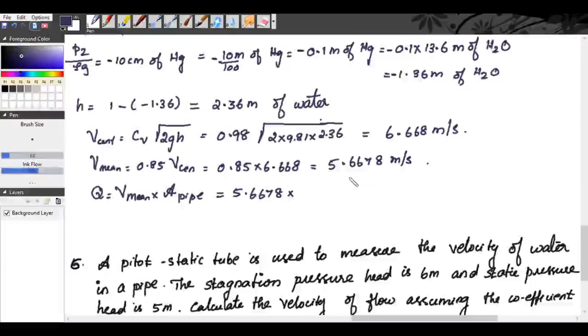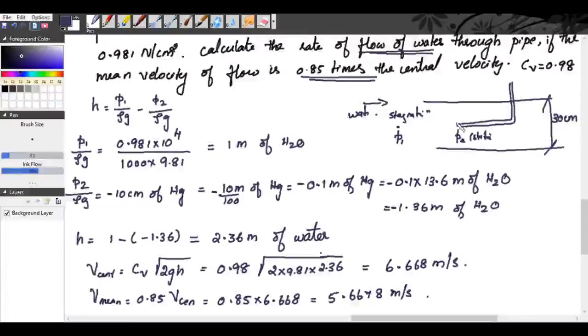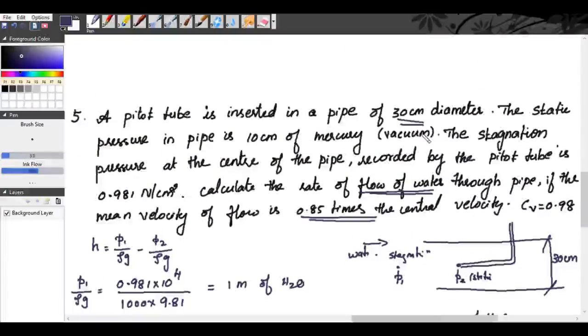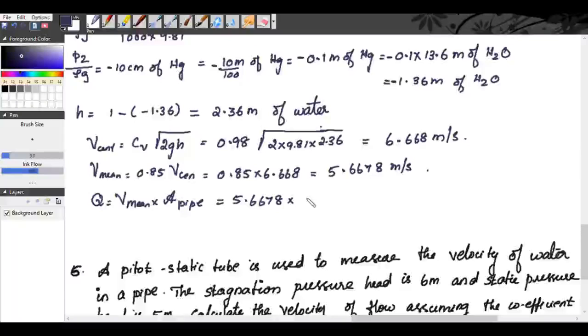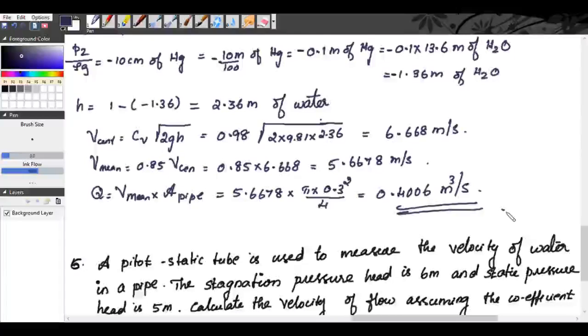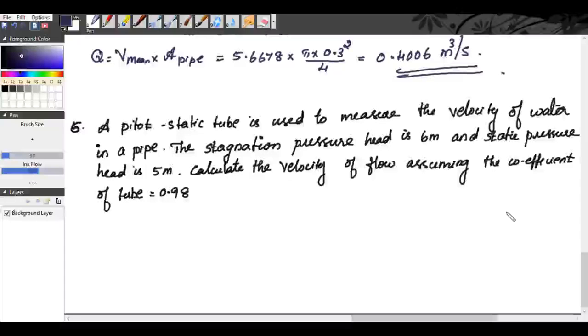So we get 5.6678 into area of the pipe. The diameter of the pipe is given as 30 centimeter, right? So it is pi into 30 centimeter, converting it into meter, 0.3 square divided by 4. We get 0.4006 meter cube per second. That's all.